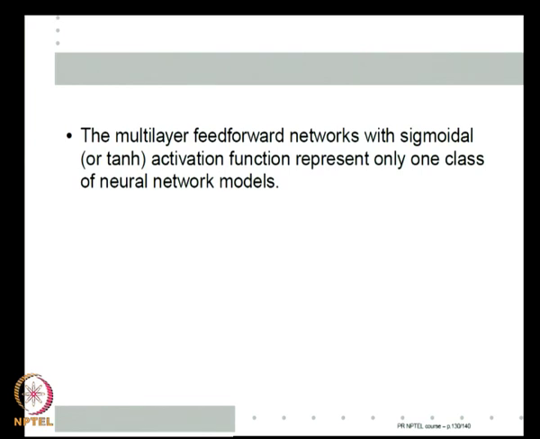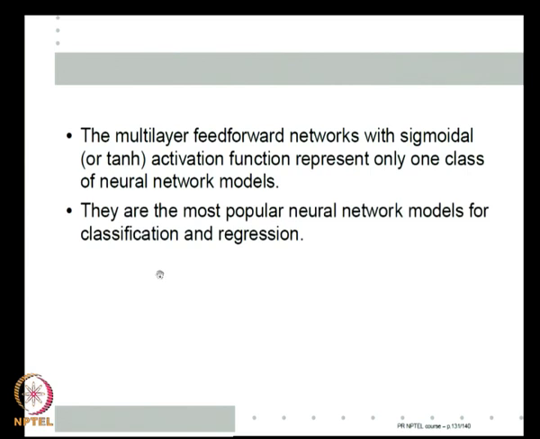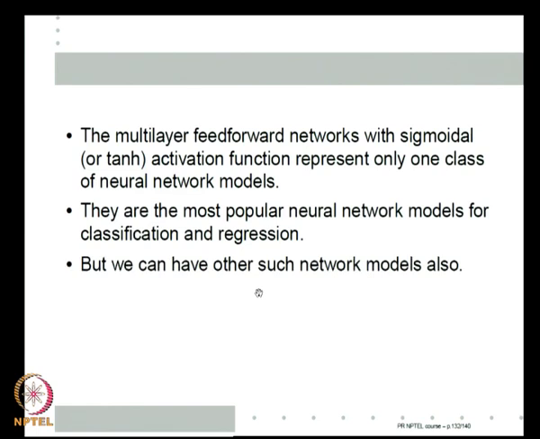Now, this completes the multilayered feed-forward network models with sigmoid activation functions, where each node takes a linear sum and passes it through a sigmoid. But these are not the only kind of neural network models one can have. There can be other network models. While these are the most popular neural network models for classification and regression, one can have other such network models. Let us just quickly look at what I mean by that.